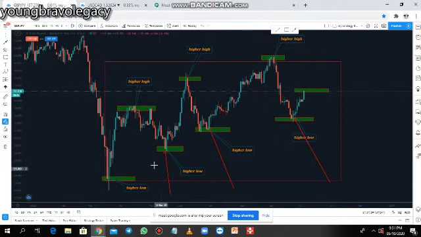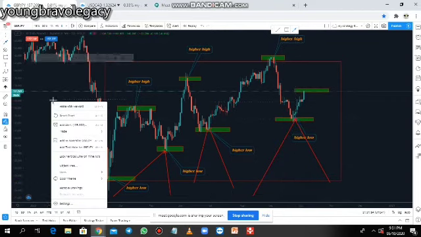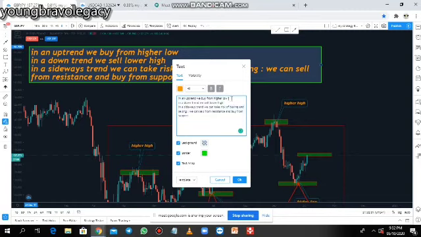So I said in an uptrend we buy from the higher low. Don't forget, this higher low is also our support. So we buy from support, we buy from the higher low on the uptrend. Put that at the back of your mind, please. In an uptrend, we buy from the higher low slash support. Let me put slash support, because people will ask questions again. We'll talk about the downtrend or resistance.